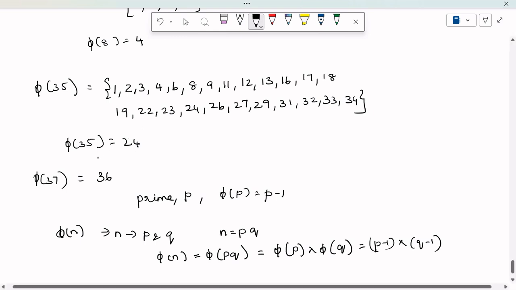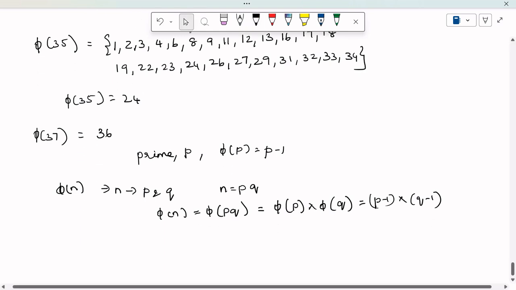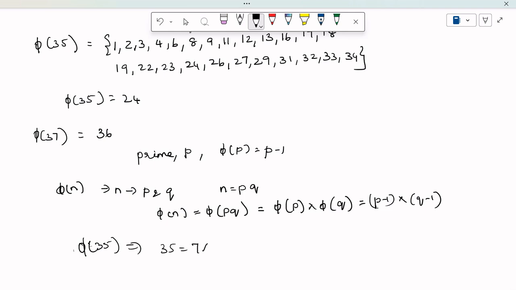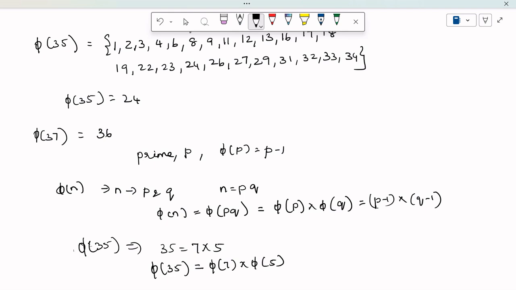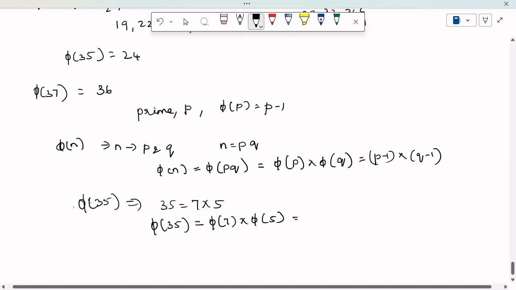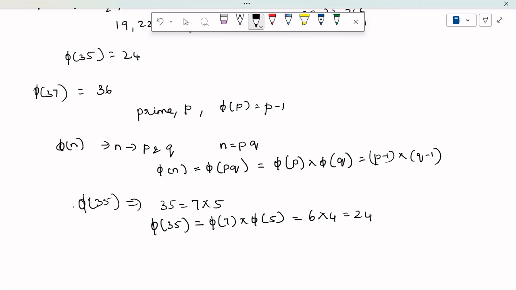So now we can see this example, phi of 35. So 35 can be factorized into 7 into 5, right? So now phi of 35, how can I deal with it? Phi of 7 into phi of 5, which is equivalent to 6 into 4, which is 24. We are getting the same value. So this is how we can proceed with the task.